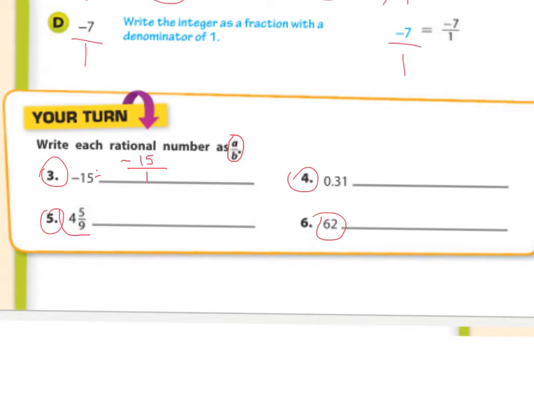On this, we're going to get mad, the big C. So 9 times 4 is 36. 36 plus 5 is 41. 41 over 9. Okay, your denominator stays the same. You multiply, you add, and then the denominator stays the same.